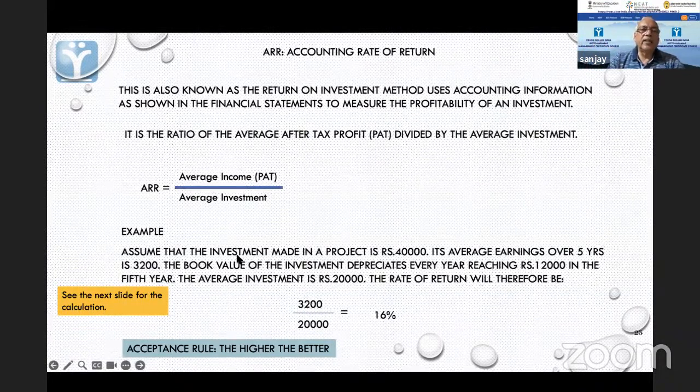So in this particular case, what do we have to do? We have to find the average income over a certain period of time, the life of the project, divide by the average investment, and then arrive at a return. So assume that the investment made in the project is 40,000.